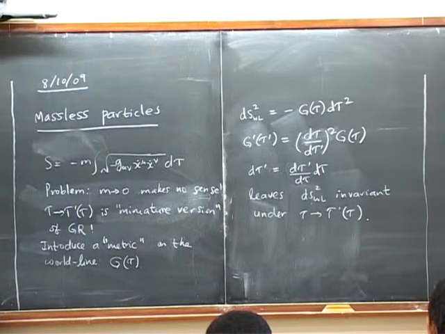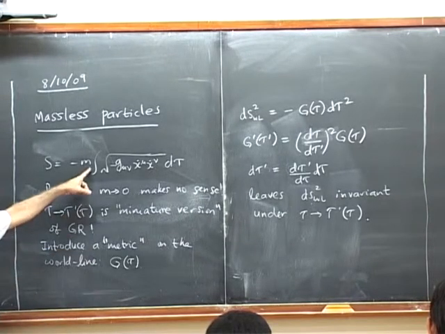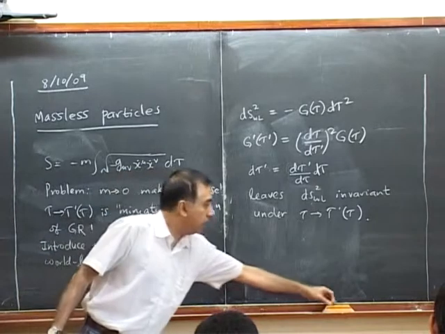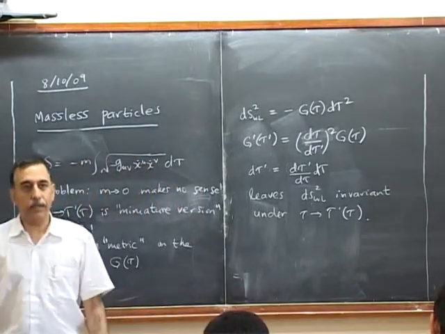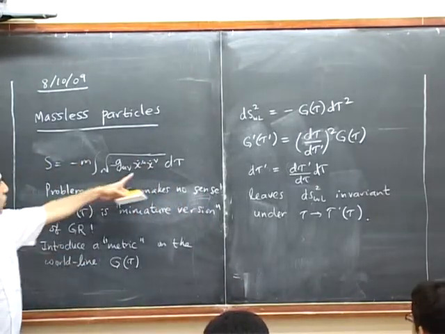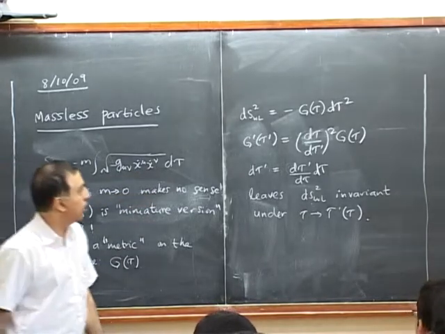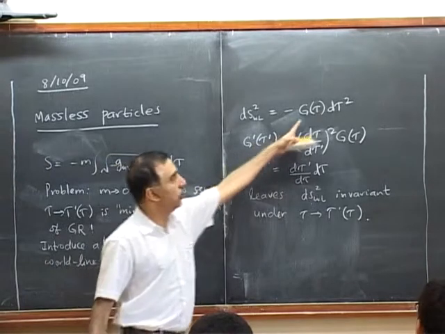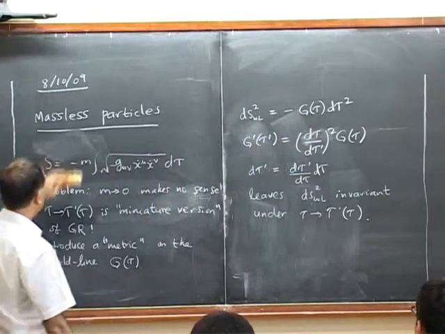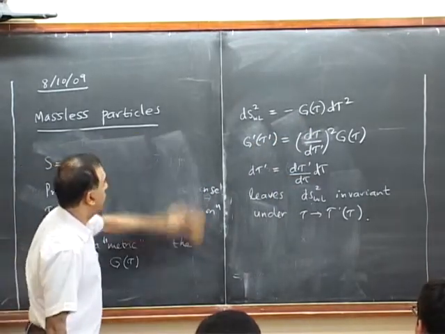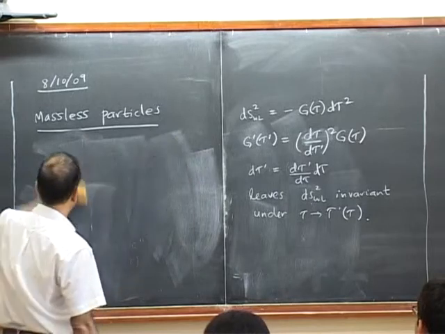Very good. Okay. Now with this formalism, let's think about writing an action that will do the job for us. But let's not be tied to this action anymore. Let's try to think what would be the natural way to write an action which involves this world line metric. So, new action. And it will turn out that it comes in two parts.